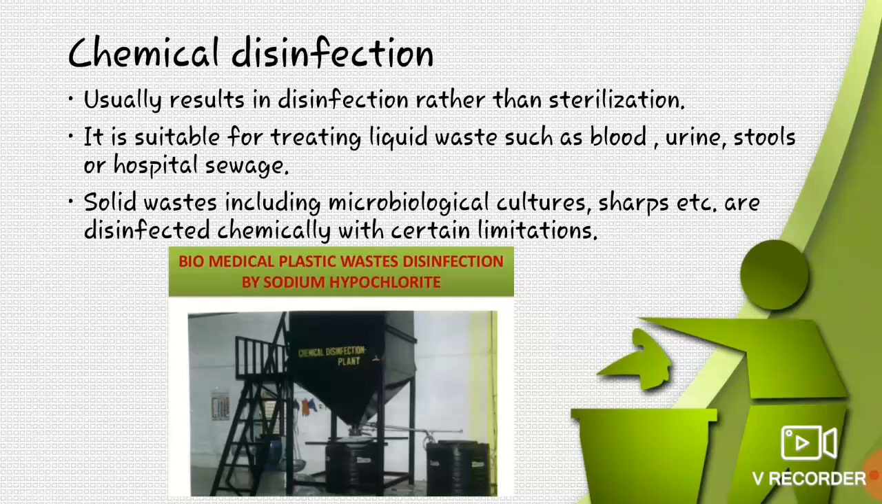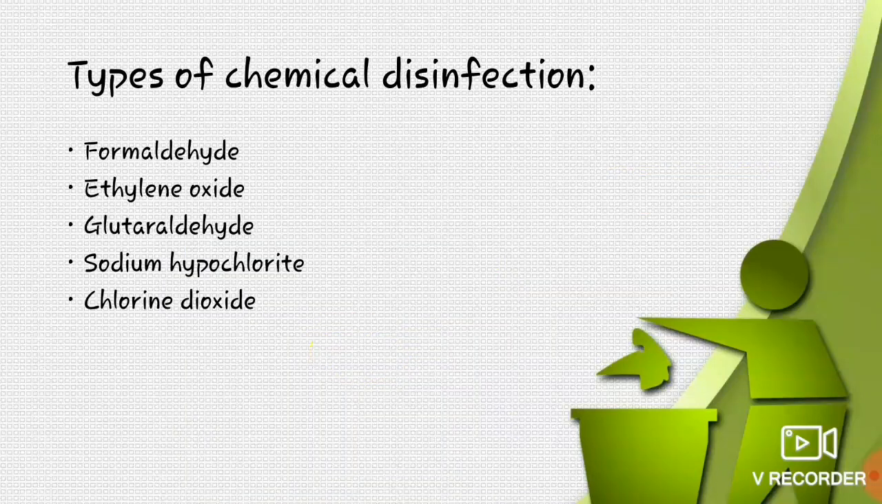You can see this is the picture of a chemical disinfectant plant. All the microbial cultures and sharps are put in this plant, which contains various chemicals such as formalin or even sodium hypochlorite, etc. In this plant, the sharps and microbial cultures are disinfected before being disposed of to reduce the biohazards. Other waste which can be treated in the same plant itself are blood, urine, stools, etc.